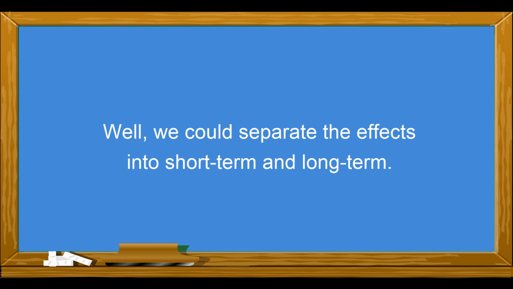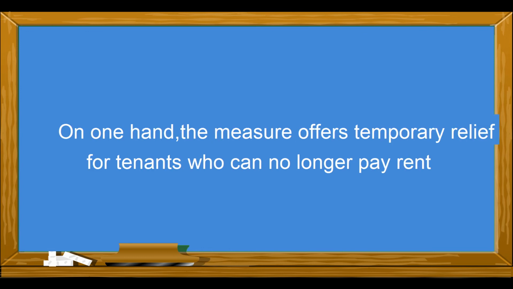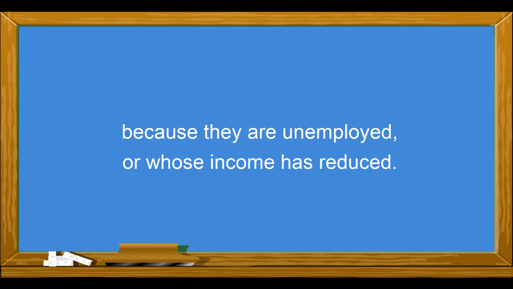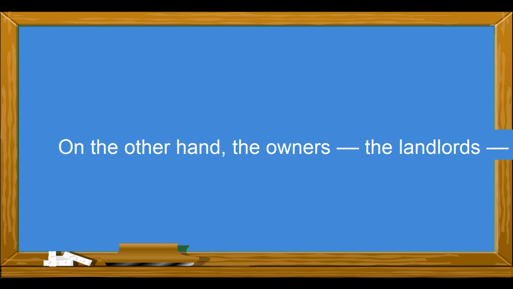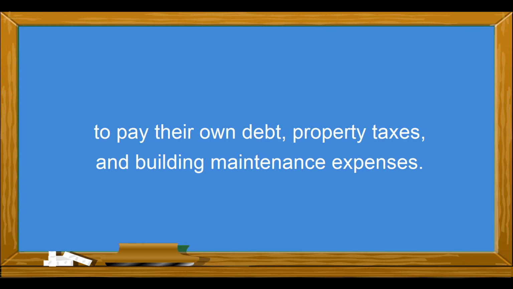Well, we could separate the effects into short-term and long-term. On one hand, the measure offers temporary relief for tenants who can no longer pay rent because they are unemployed or whose income has reduced. On the other hand, the owners, the landlords, stop receiving regular income, which can affect their ability to pay their own debt, property taxes, and building maintenance expenses.